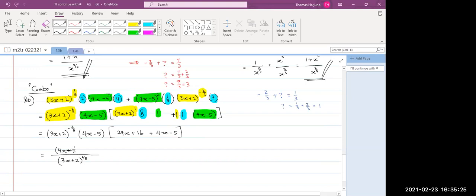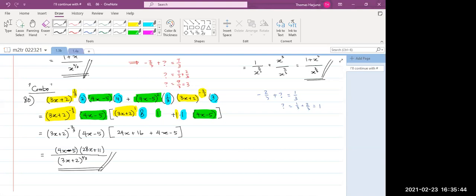And then I will get 28x plus 11. It's quite complicated, right? It's definitely not something we can do by just looking at it.